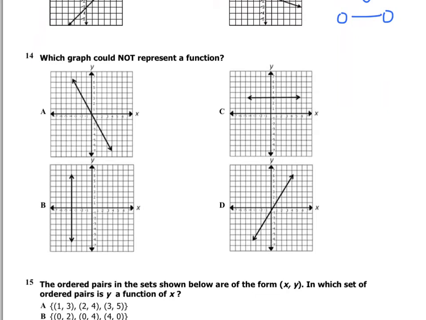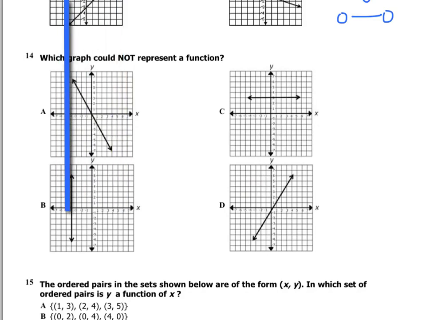Which graph could not represent a function? Well, what do we use to check for a function? We use a vertical line test. So make yourself a little vertical line. Let me see if I can get the images to work nicely on here. And there's a nice blue vertical line. Can I move it? Yep. All right, vertical line test.